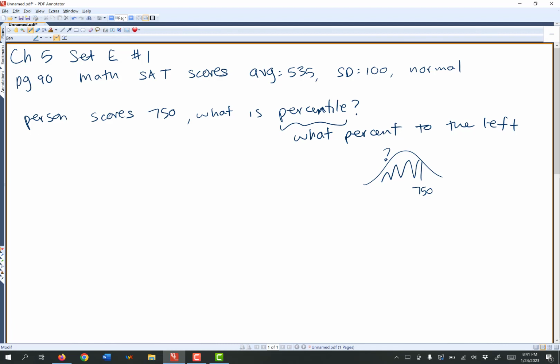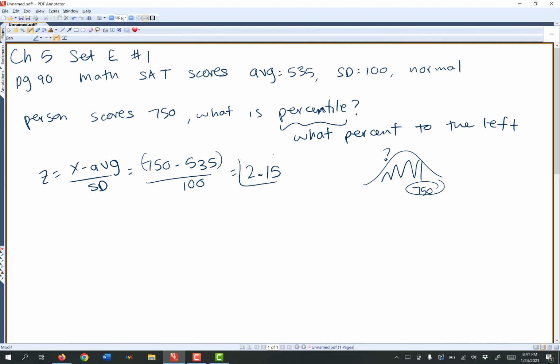Well, before you can ever find percentages for normal tables, you have to standardize. So we're going to do z equals x minus the average over the standard deviation. So x is the value you are interested in, which is 750, minus the average, they told us 535, over the standard deviation, which is 100. Now, when you put this in your calculator, you have to make sure you put parentheses around the top, or it's not going to give you the right answer. So it gives you 2.15 is the z value. That tells us that this person is 2.15 standard deviations above the average.